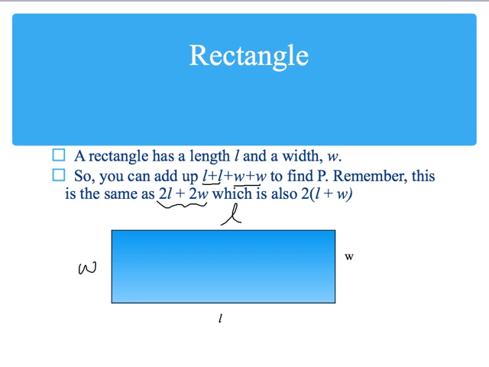And since there's a 2 sitting in both spots, we could certainly pull that 2 out and leave in the parentheses the L plus W. So you'll see that formula for the perimeter of the rectangle written all three ways. Certainly I'm not going to assess you on that. I just need you to be able to find the perimeter of a rectangle.